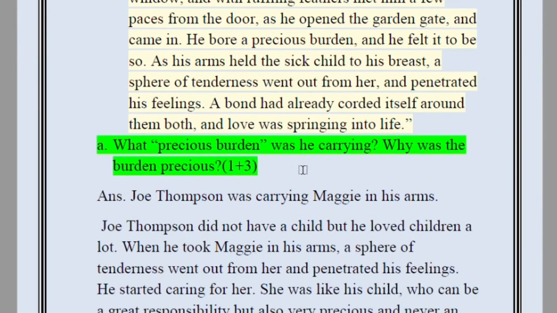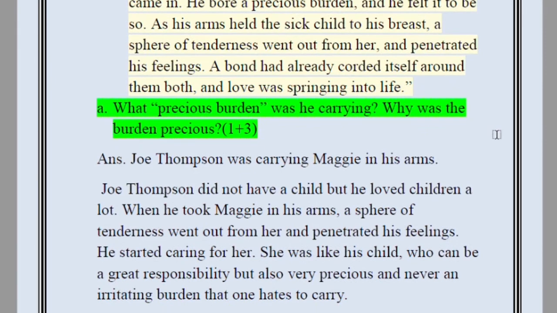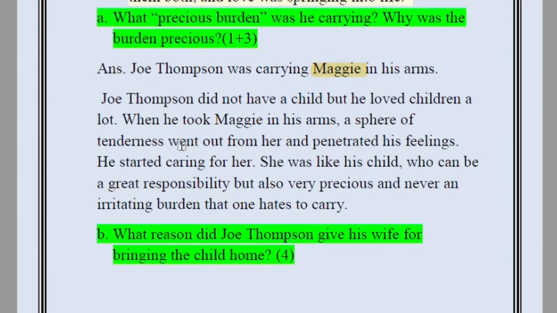Okay. Now, why is this called a precious burden? What is this precious burden? Joe Thompson was carrying Maggie in his arms, so Maggie was the precious burden. Okay. Why was the burden precious? Now you will have to write in detail. Joe Thompson did not have a child, but he loved children a lot. Joe Thompson was childless, and even then he used to love the children a lot.